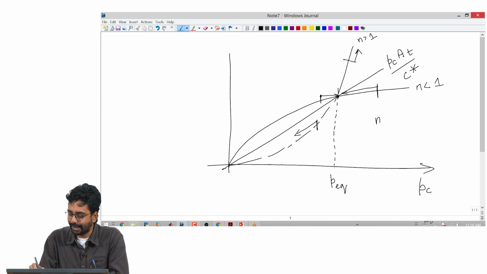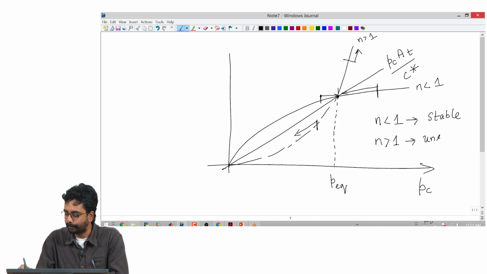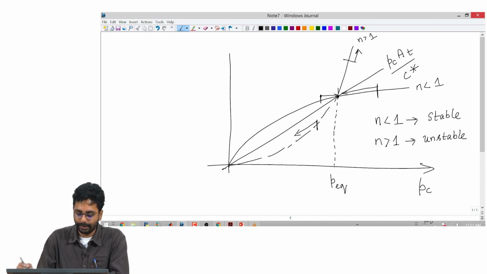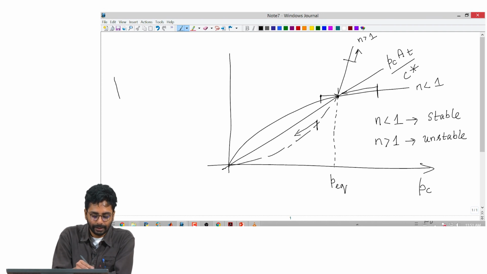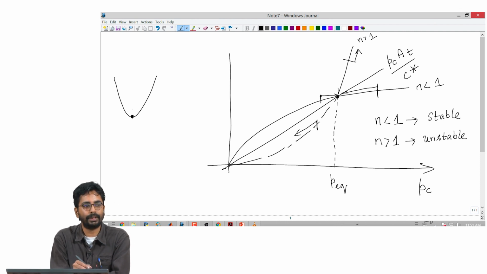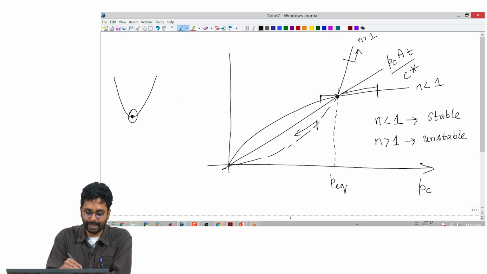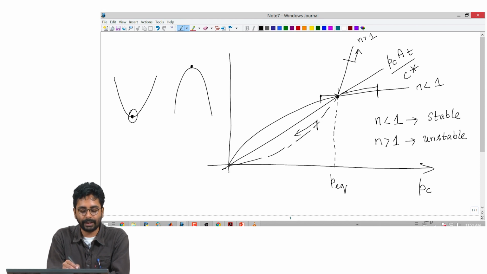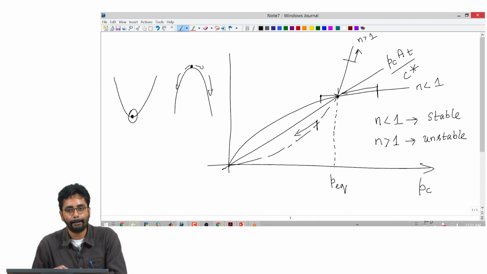So, for n less than 1, the equilibrium point is stable, and for n greater than 1, the equilibrium point is unstable. What do we mean by that? You can imagine something like this: the stable equilibrium is like the rocket sitting at a state that is here. You push it a little to the left, a little to the right, and it will come back to the equilibrium point. But n greater than 1 is as if the rocket operating point is sitting on top of a hill. You push it a little to the left, a little to the right, and it will run away from the equilibrium point.